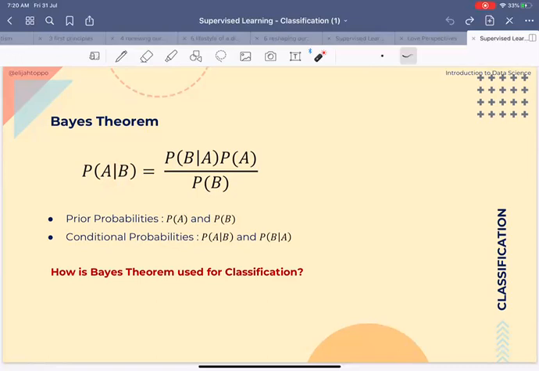So here, Bayes theorem says that the probability of event A happening such that event B has already happened is equal to the probability of event B happening such that event A has already happened, multiplied by probability of A divided by probability of B. Here we see two kinds of terms, something called prior probabilities. Prior probabilities are these terms here, where these probabilities of A and B do not depend upon anything.